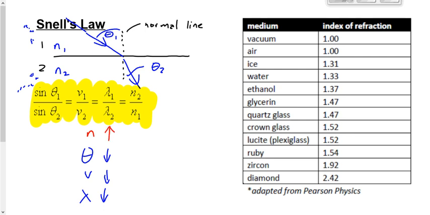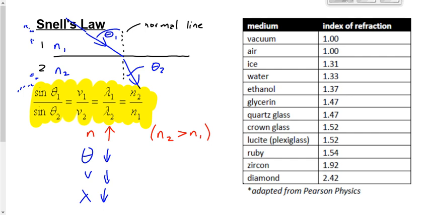As a result of n going up, of n2 being bigger than n1, theta goes down, v goes down, lambda goes down. You can tell on the relationship here, that's why it says sine theta 1 over sine theta 2, v1 over v2, lambda 1 over lambda 2, and n2 over n1. It's an inverse relationship there. As n goes up, v goes down, theta goes down, lambda goes down.